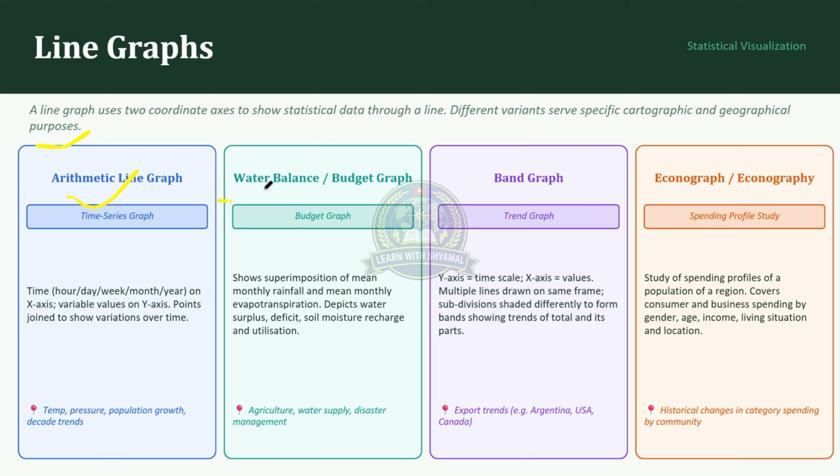Then water balance and budget graph. Budget graph shows superimposition of mean monthly rainfall and mean monthly evapotranspiration. This depicts water surplus, deficit, soil moisture, recharge and utilization, agriculture, water supply, disaster management.